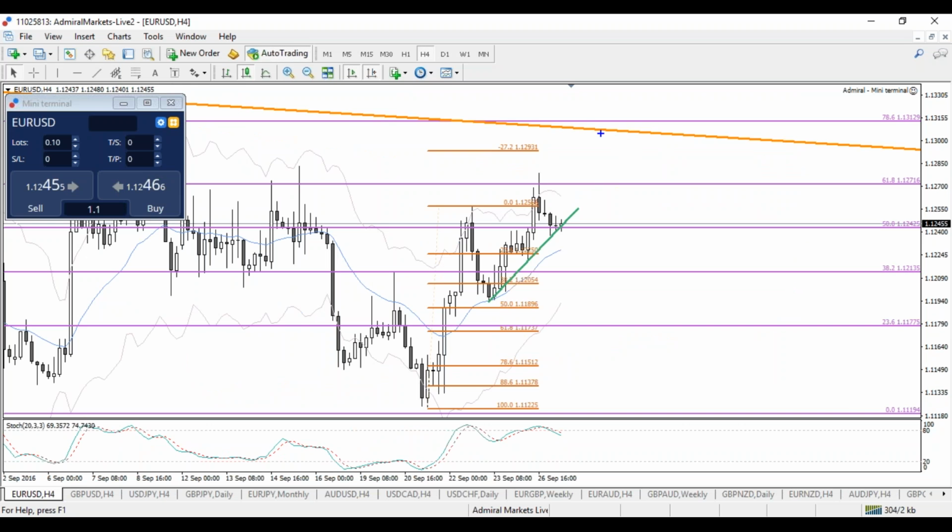Now, if it doesn't get up there and it breaks this green trend line, then this might be it. There's divergence here between these tops, as you can see.